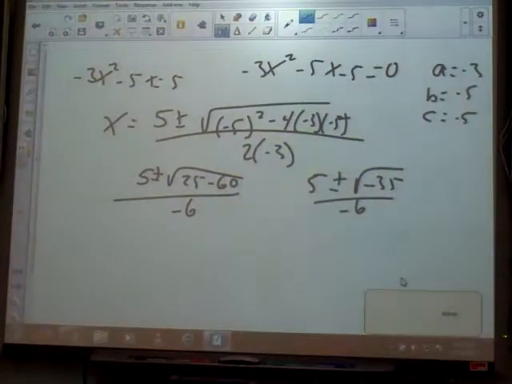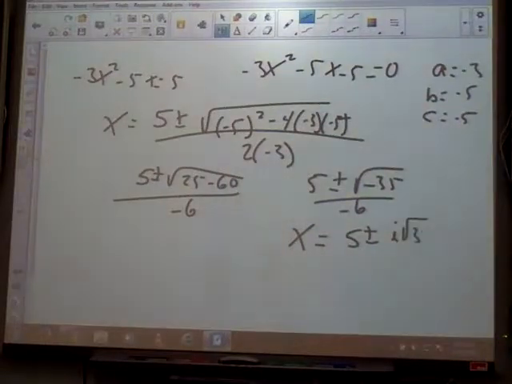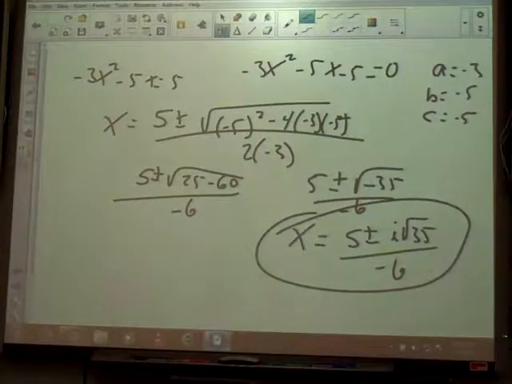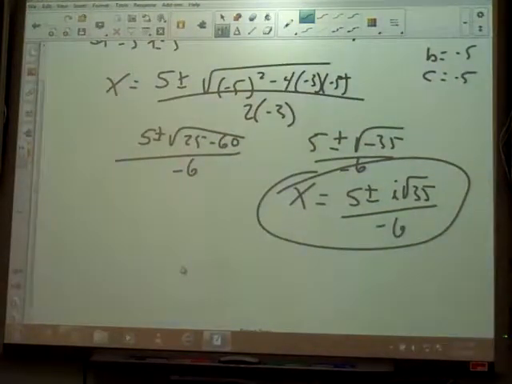35 does not have a perfect square, so 35 is going to stay underneath the radical, but I can't leave that negative underneath the radical. So what do you do when you got a negative? You have to put an i. Good job, Landon. So I'm going to have x equals 5 plus or minus i square root of 35 all over negative 6. And just leave it because it won't reduce any. You got it.